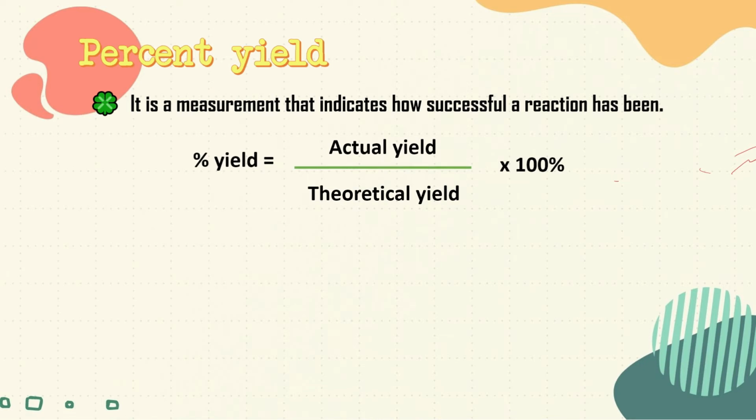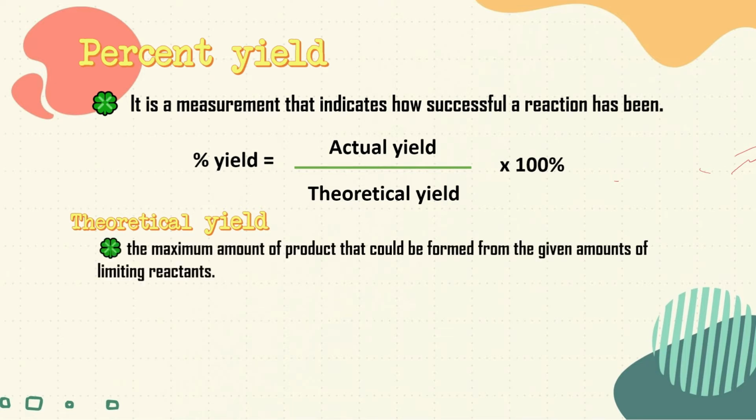We have the formula for percent yield. Percent yield is equal to actual yield divided by theoretical yield times 100. Percent yield is said to be the measurement that indicates how successful a certain chemical reaction has been. Meron tayong theoretical yield wherein ang sinasabi dito sa theoretical yield, this is the maximum amount of product that could be formed from the given amount of limiting reactant. So we use the limiting reactant in order to get the theoretical yield.